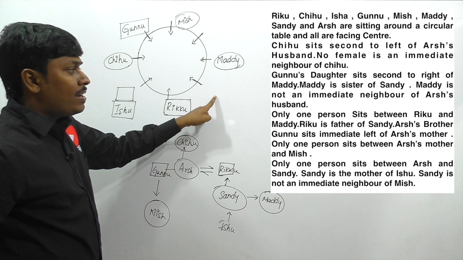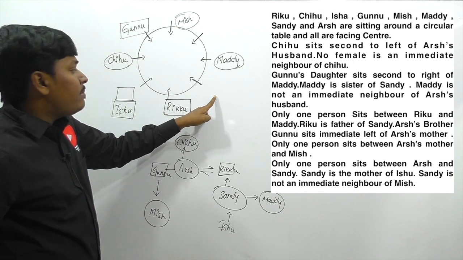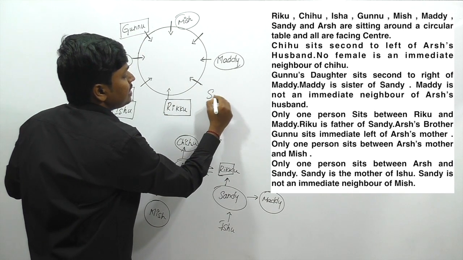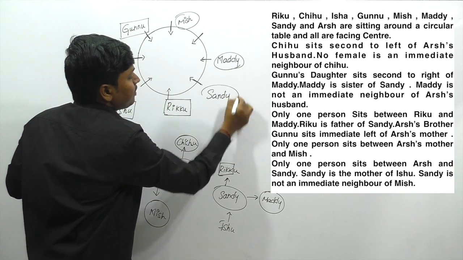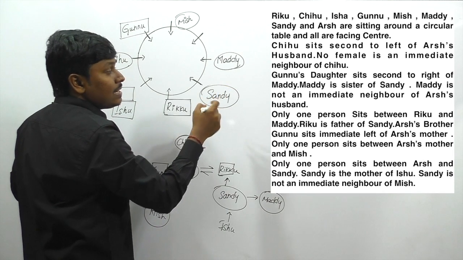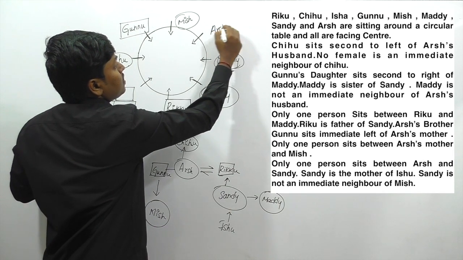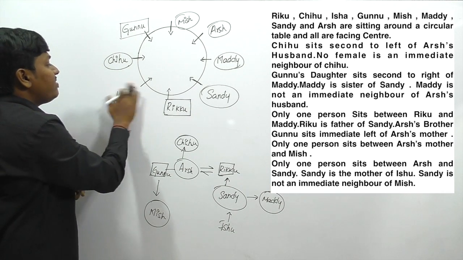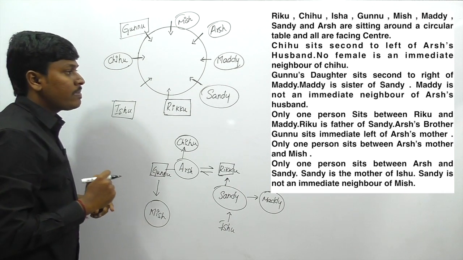Okay friends, last point. They have said that Sandy is not an immediate neighbor of Mish. So Sandy is not an immediate neighbor of Mish, friends. So I can definitely say that Sandy should be placed here. And we know that between Sandy and Ash, there should be a gap of one person. So Ash should come here, right? What about Ash? Ash is a female person. So friends, finally we have concluded this arrangement question.